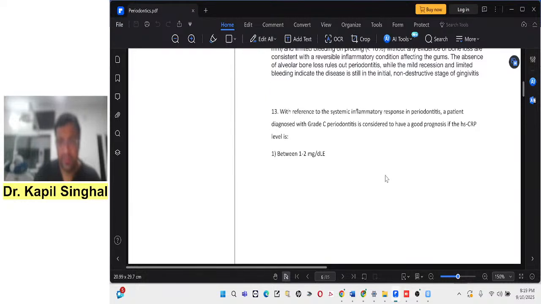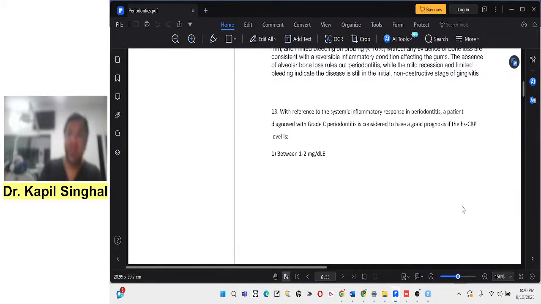Next question. With reference to the systemic inflammatory response in periodontitis, a patient diagnosed with grade C periodontitis is considered to have a good prognosis if the C-reactive protein level is. So you know, C-reactive protein is a marker that is also used for cardiovascular diseases. It has been seen that a lot of factors seen in cardiovascular diseases and periodontitis are the same. So now he's asking at what level of this C-reactive protein would it be considered that this patient of periodontitis has a good prognosis.